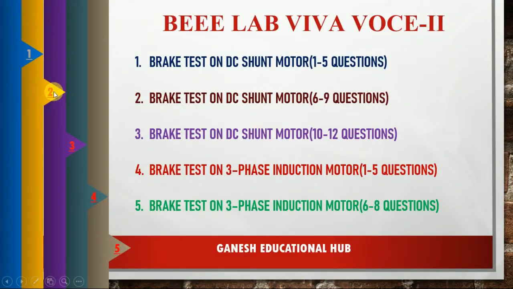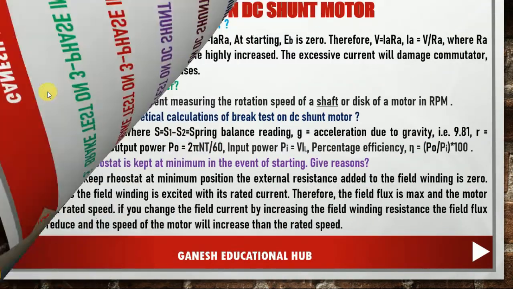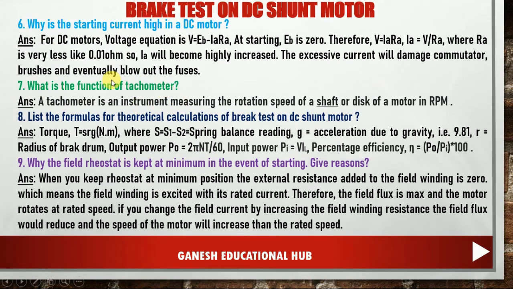Next slide. Sixth question: why is the starting current high in a DC motor? See here, when we go to the experiment, the starting current is very high.